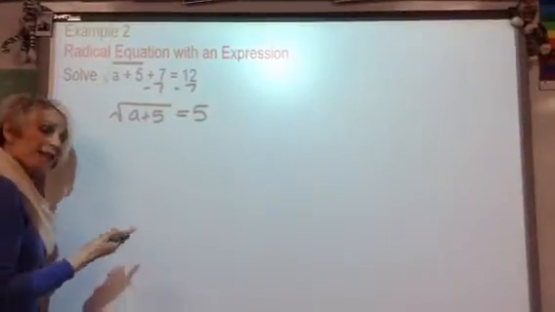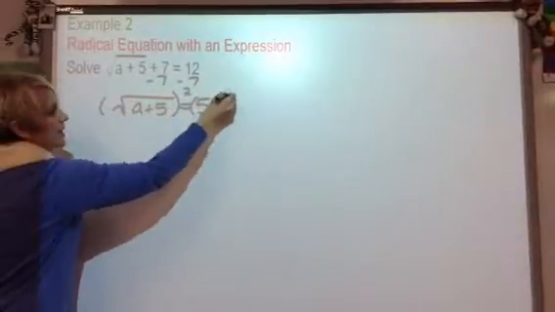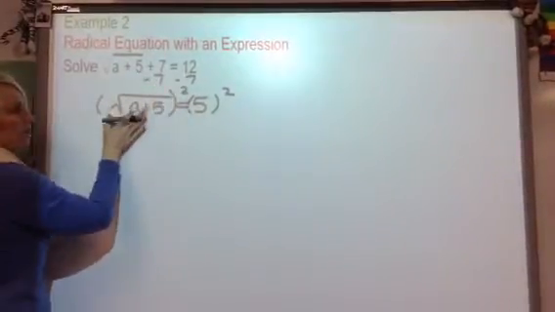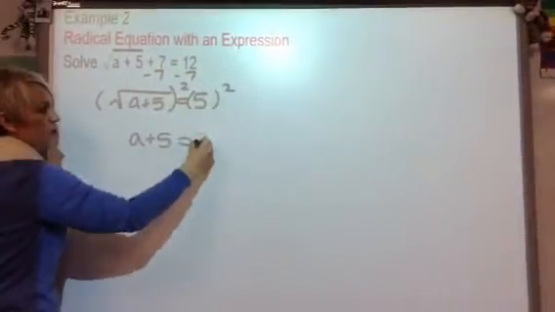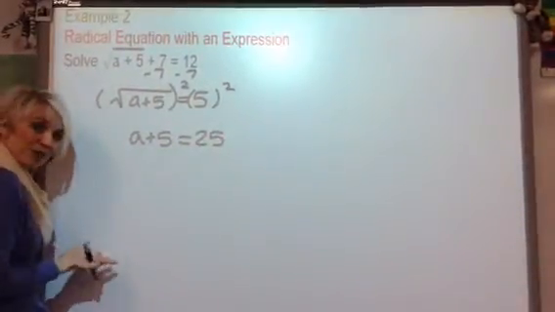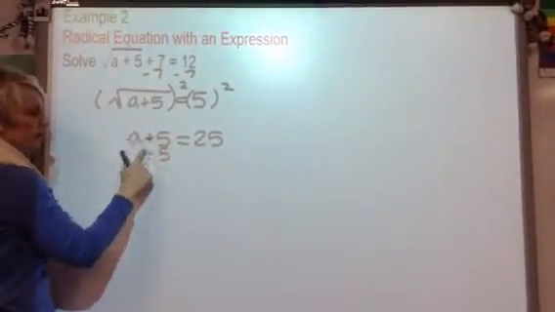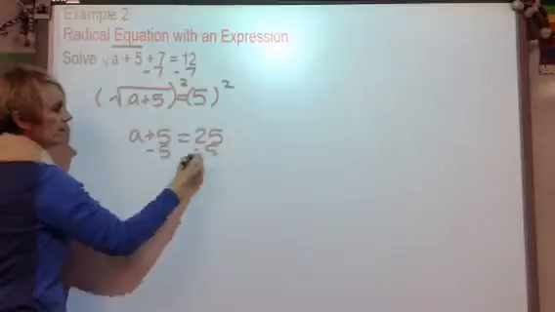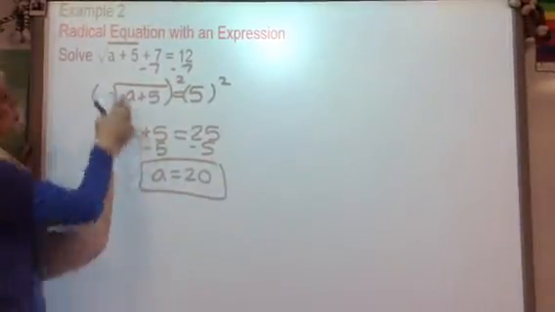Now remember what we did last time? I now have the radical by itself, so I square both sides. The square of radical A plus 5 is just A plus 5 equals 5 squared, which is 25. Now you just balance like you would any other type of equation. Obviously, the inverse of adding 5 is subtracting 5, and then I have A equals 20. So your solution for A is 20.